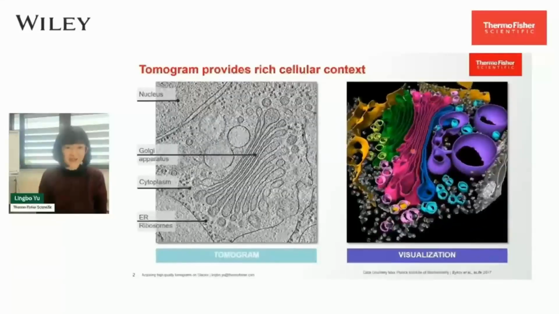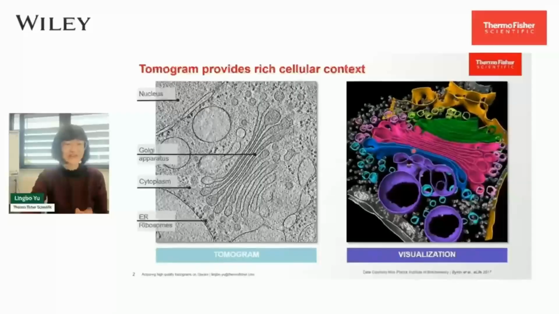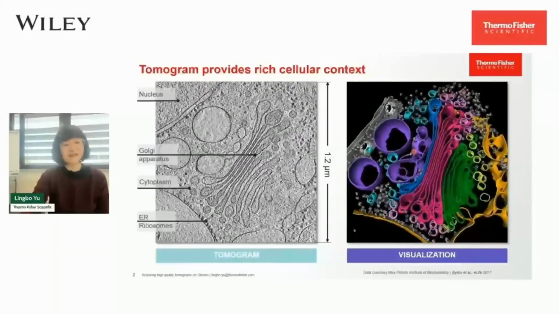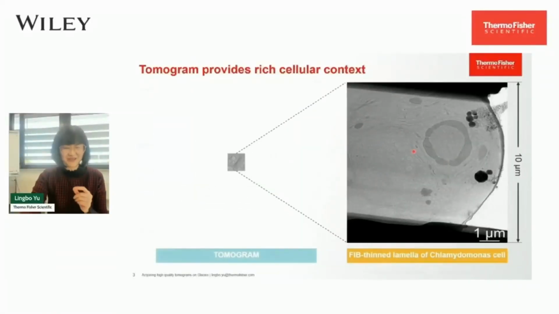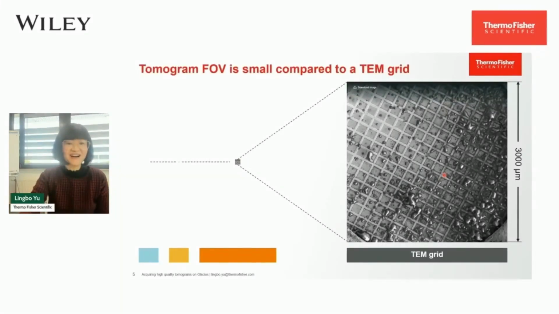Although rich in cellular context, the field of view of a tomogram is actually small. For example, this tomogram has a field of view of 1.2 micron. 1.2 micron is only a tenth of a lamellar surface. And a lamella is only a very thin slice of a cell, and only a partial cell, not the whole cell. And a cell on a TEM grid is one of these tiny blobs. So the original field of view of a tomogram on this slide is almost invisible.